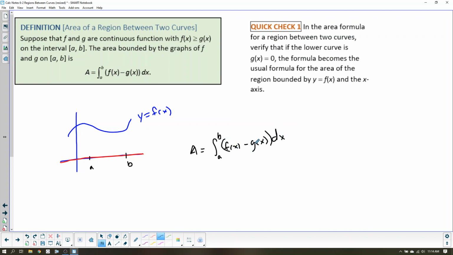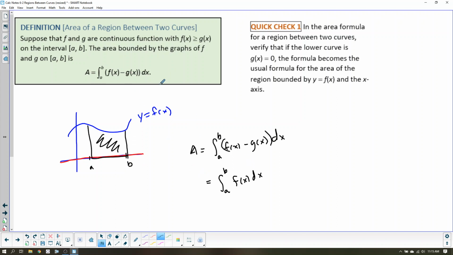dx. But g of x is really 0. So if it's 0, it could just be wiped out. This is going to be equal to just the regular definite integral, which is what we did before. So that would still give us the area in this region here. So really we were doing it before. We just didn't have to worry about the lower function because the lower function was always the x-axis before.